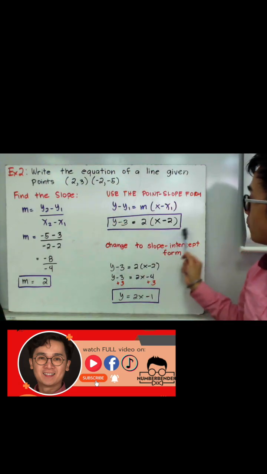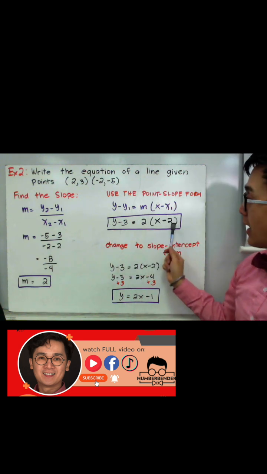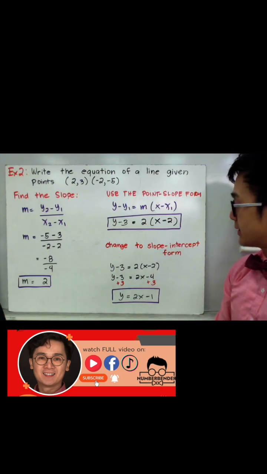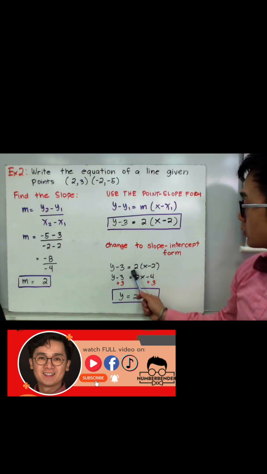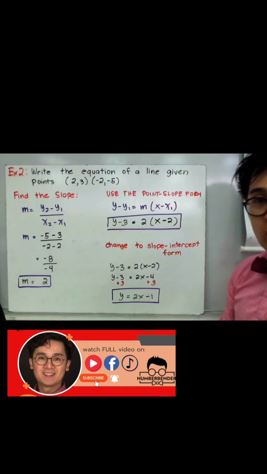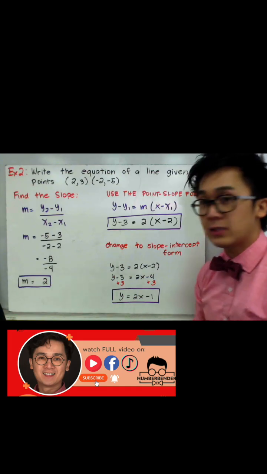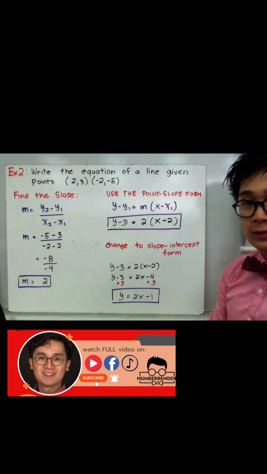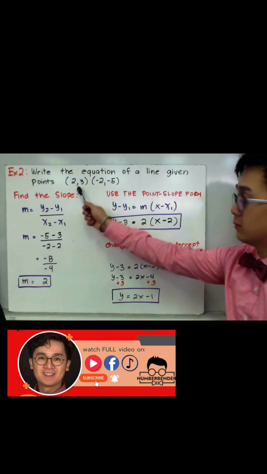So now I have the point-slope form of the equation of a line, and if I need to convert it into the slope-intercept form, just like what I did in the previous example, I'll have y - 3 = 2(x - 2), which is changed to 2x - 4. Add 3 on both sides, so I'll have the equation of a line given by y = 2x - 1, where 2 is my slope and -1 is my y-intercept. And that is how we use the point-slope form in writing the equation of a line given a point and a slope, or given 2 points.